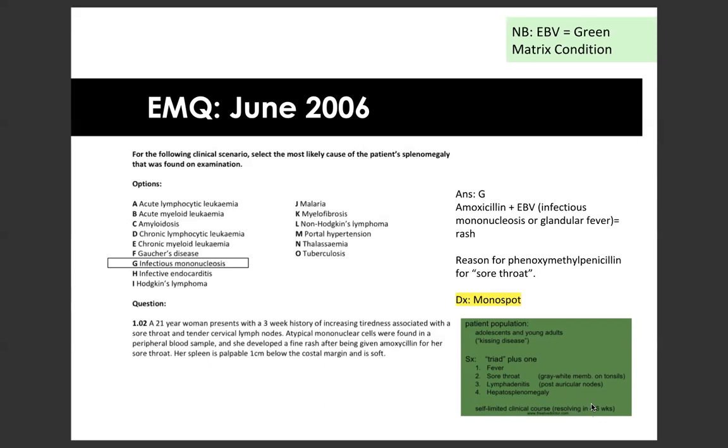And also important to note that EBV is a green condition on your matrix, and the investigation that you use is monospot. So if you see monospot, that's specific for EBV. EBV also has a clinical presentation that's classically associated with fever, sore throat, lymphadenopathy, and hepatomegaly, so big liver and spleen.